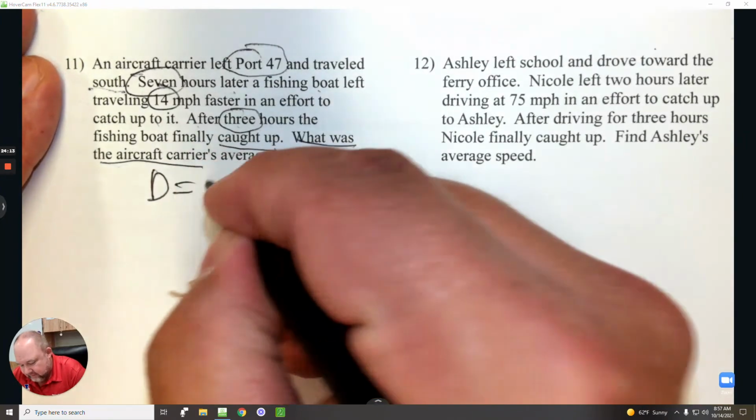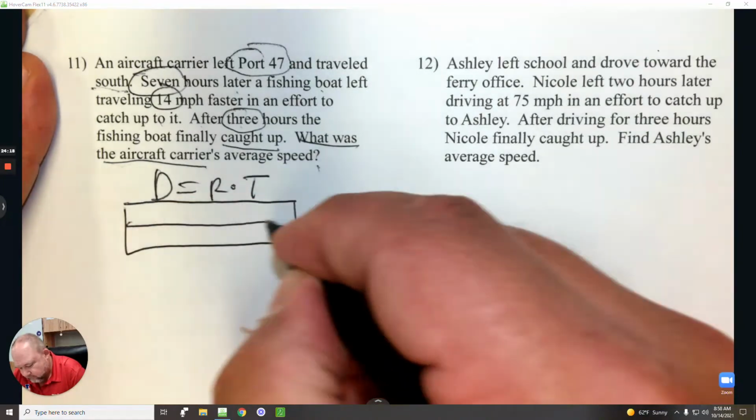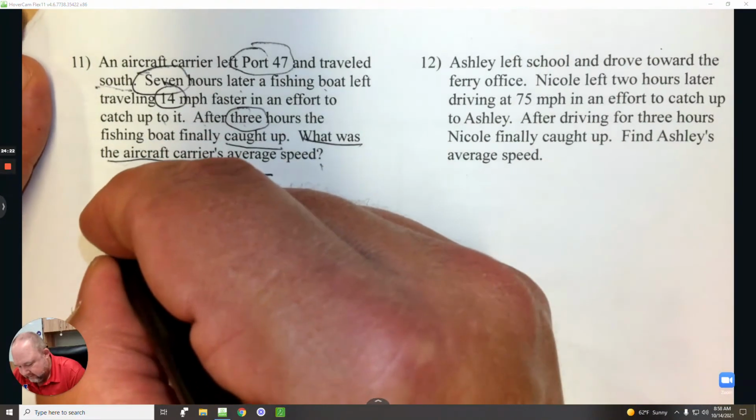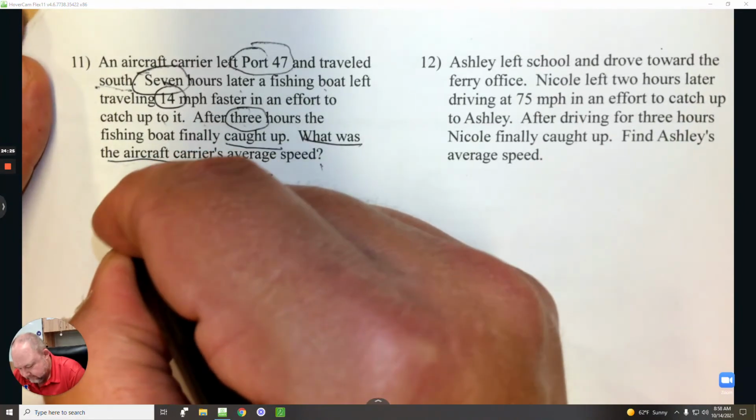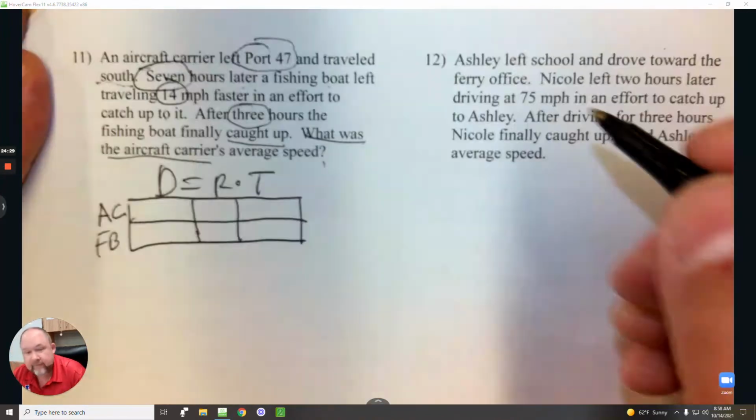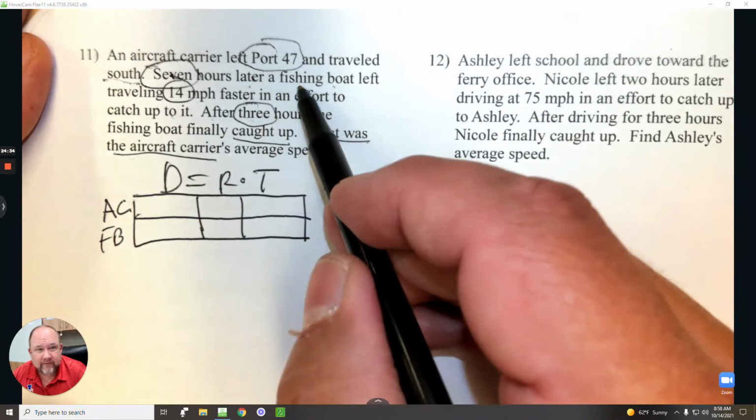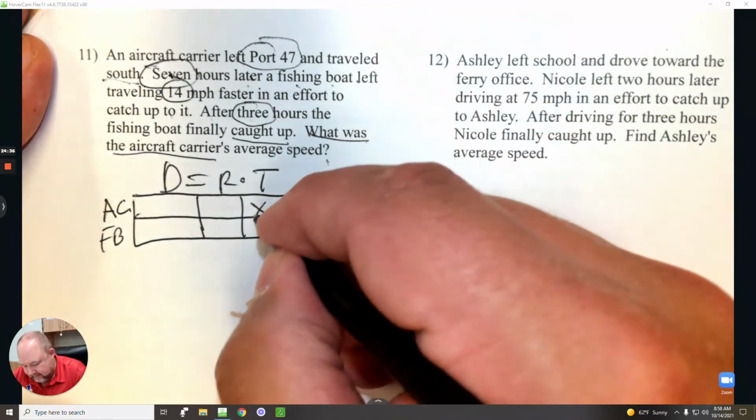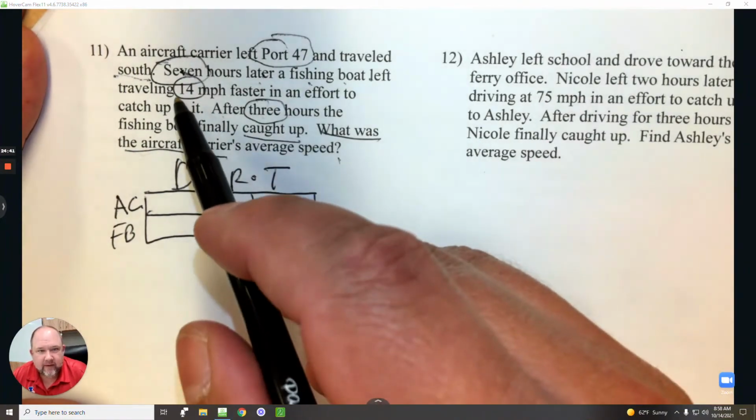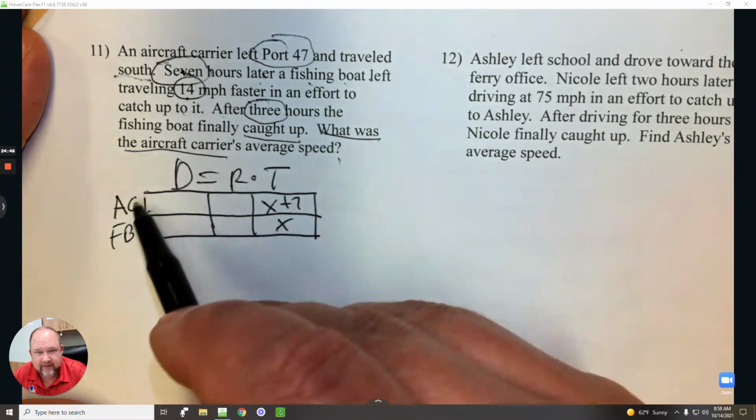So this again is distance is equal to rate times time. We're going to organize it. So in this case we have an aircraft carrier and a fishing boat. Seven hours later, a fishing boat left. So the aircraft carrier has a head start of 7 hours. Traveling 14 miles per hour faster than the aircraft carrier.